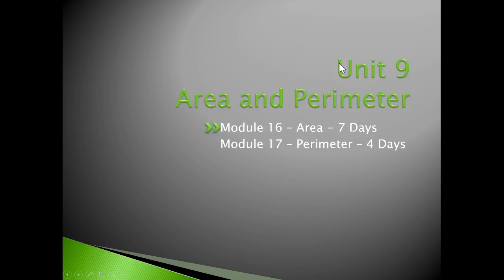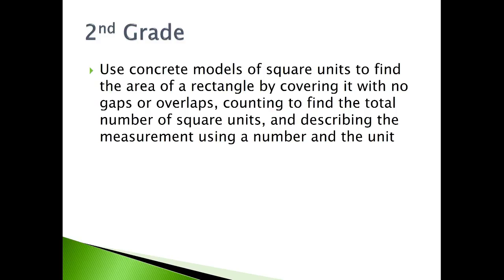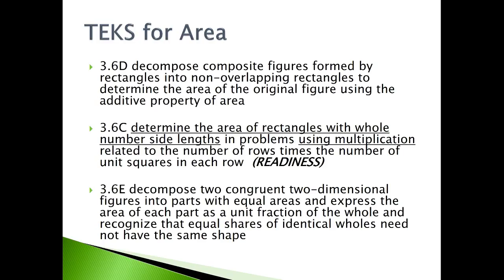Now let's look at how this relates to second grade. Second grade started area, but their big concept was to cover a rectangle with objects without having any gaps or overlaps. And they were learning how to use a number with the unit. So now in third grade, we're taking it a step further: you're decomposing figures, and finding area with multiplication, and finding area without having all the side lengths in some cases.